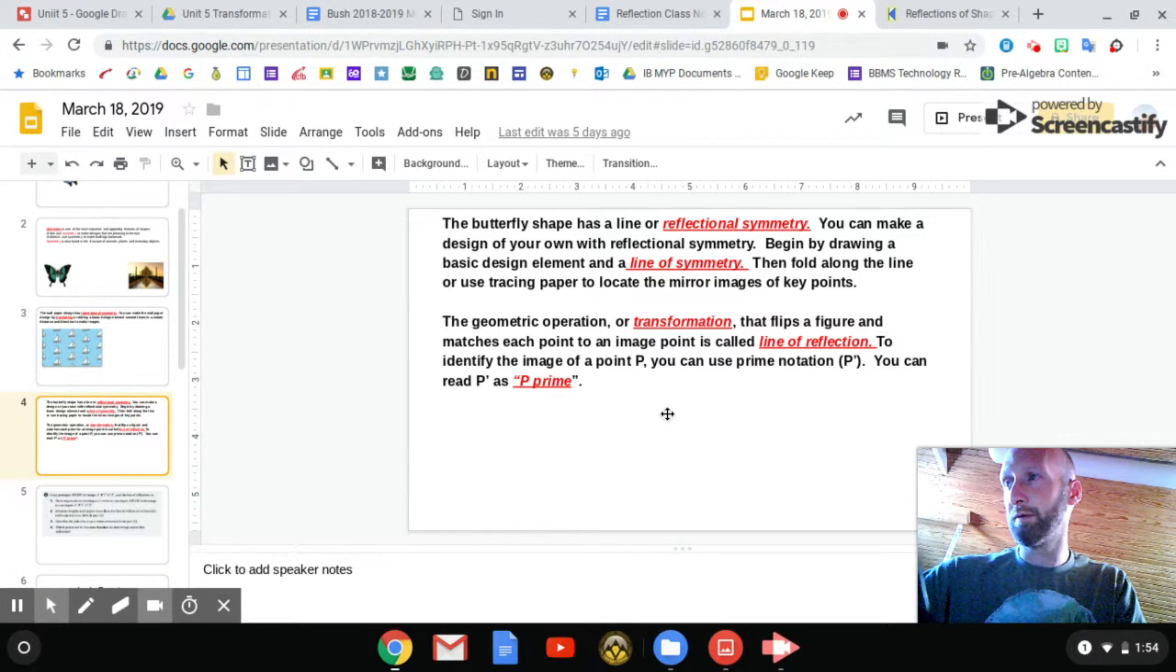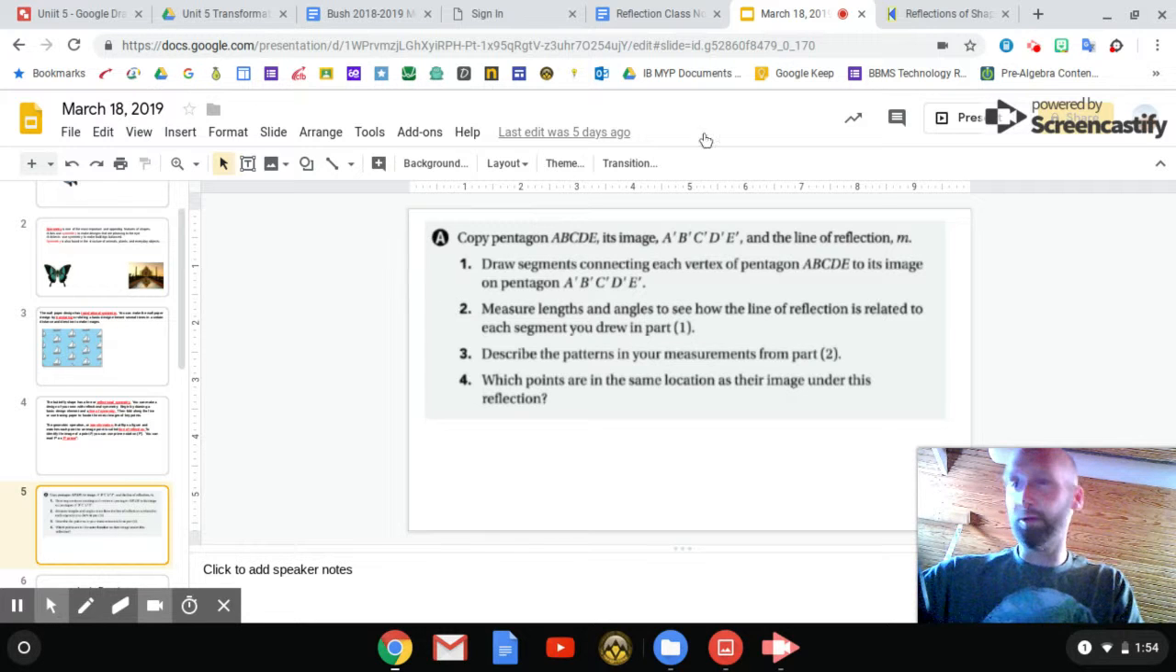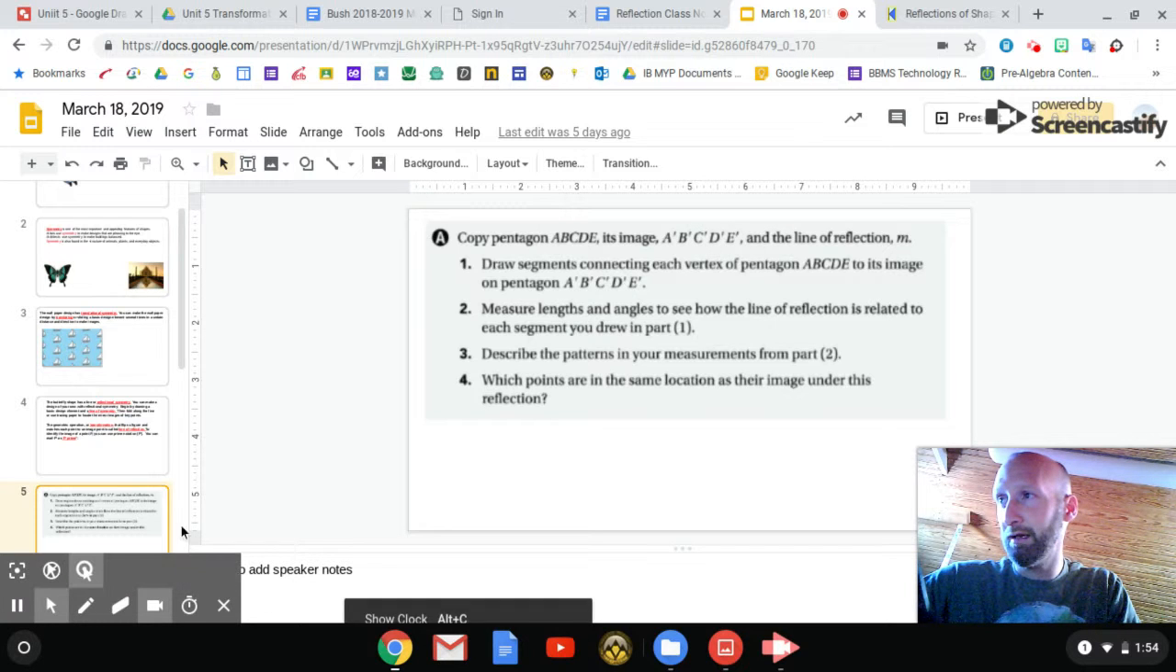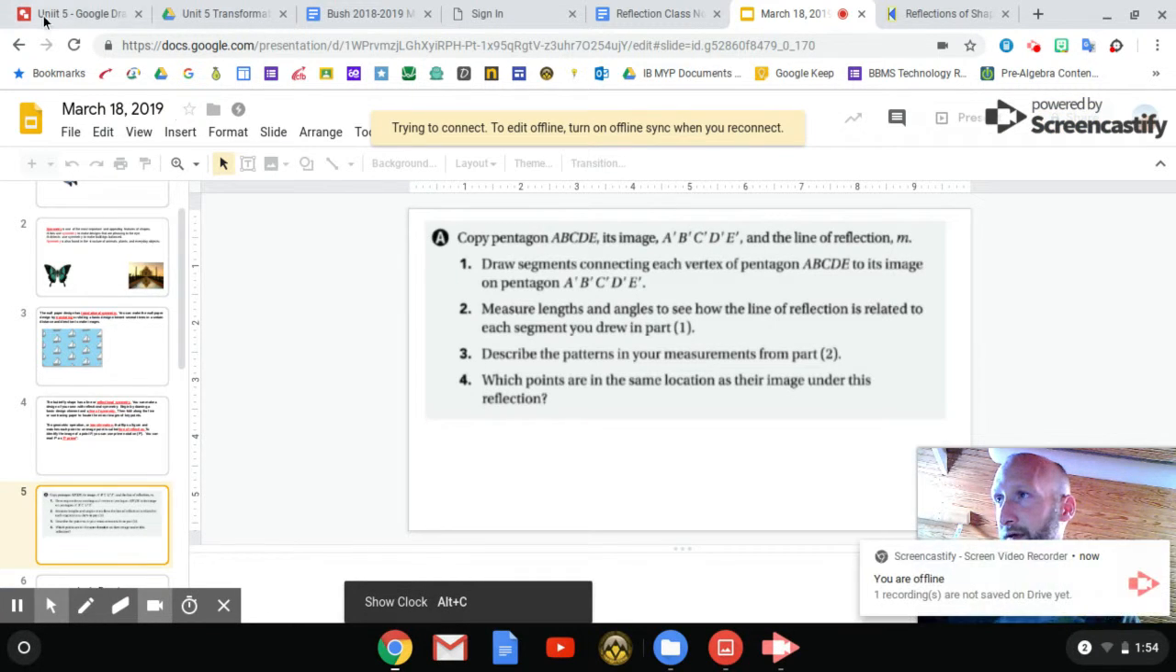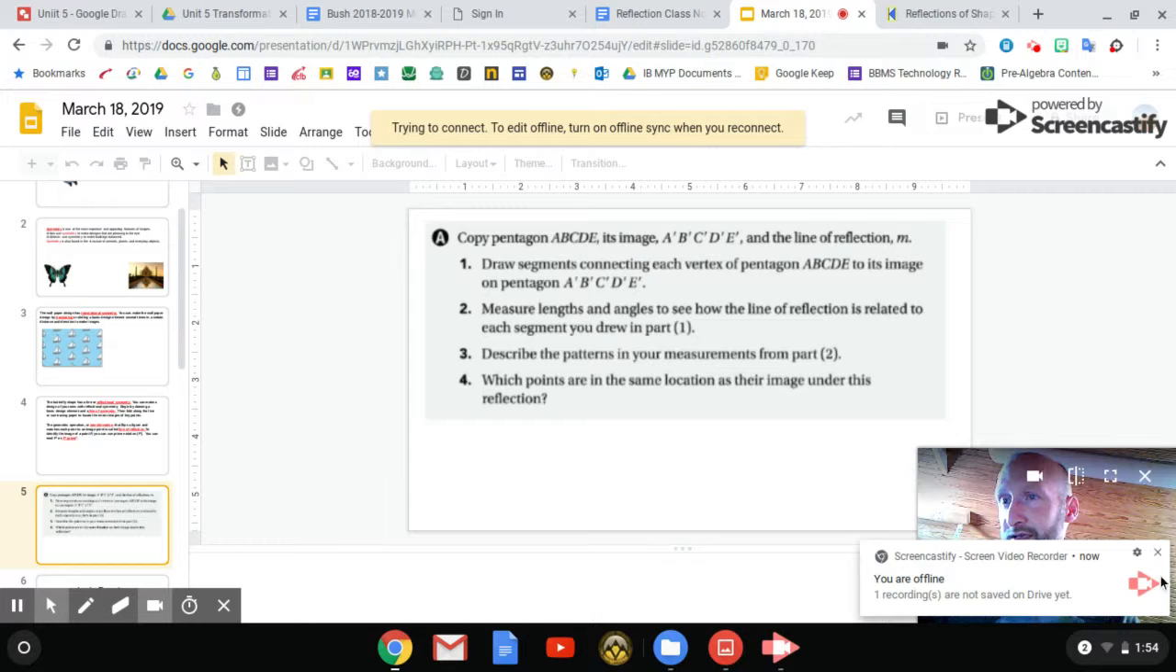Okay, so this is what we're going to do. On your paper, you actually have an empty coordinate grid that you're going to draw points A, B, C, D, E on. And we're going to look at that in just a moment.